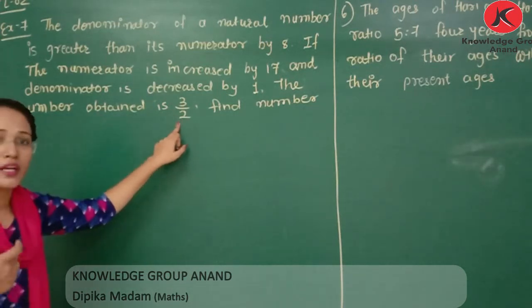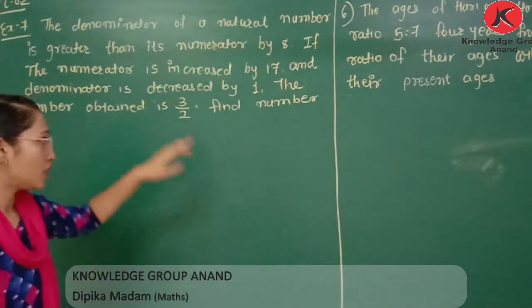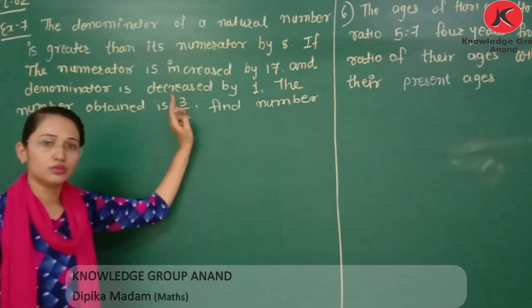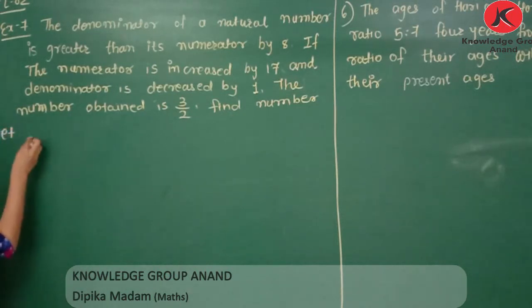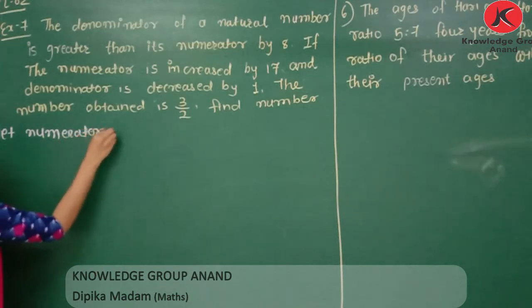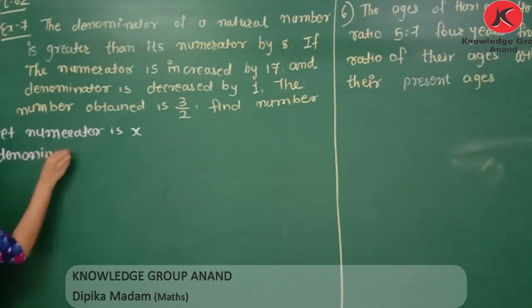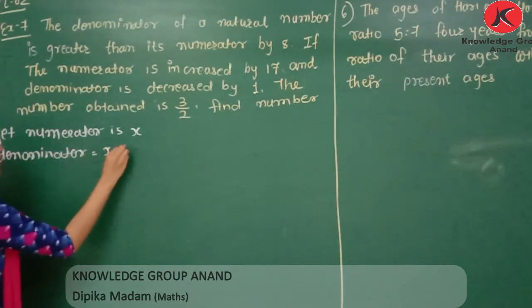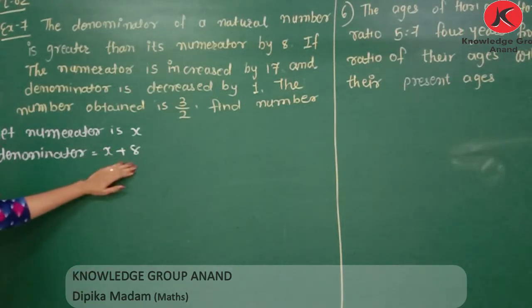Now we find the numerator and denominator: after adding 17 and subtracting 1, we will get the number 3 by 2. Then find the number. So first we have to start. Let numerator be x. If numerator is x, then denominator will be x plus 8, because it is increased by 8, meaning it is more than the numerator.